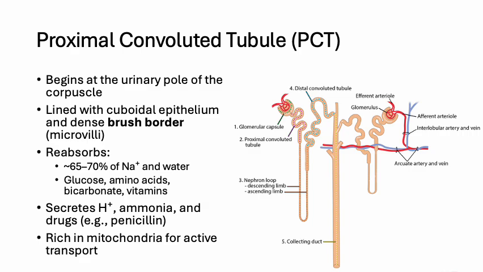In addition, the PCT plays a role in secretion, removing substances like hydrogen ions and toxins from the peritubular capillaries into the tubules for elimination. Its cells are packed with mitochondria to power those transport processes.